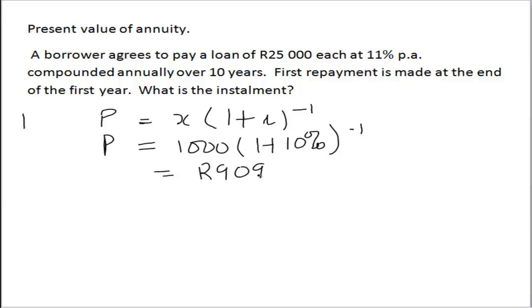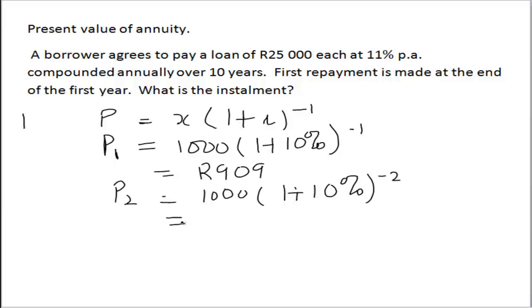But supposing you say, I want to borrow some money now, but I can only pay you at the end of the second year. So you can only pay 1,000 rand at the end of the second year. So they're going to charge you for 2 years' interest. These minus 2 represent 2 years' interest. And when you work this out, it works out to 826 rand.